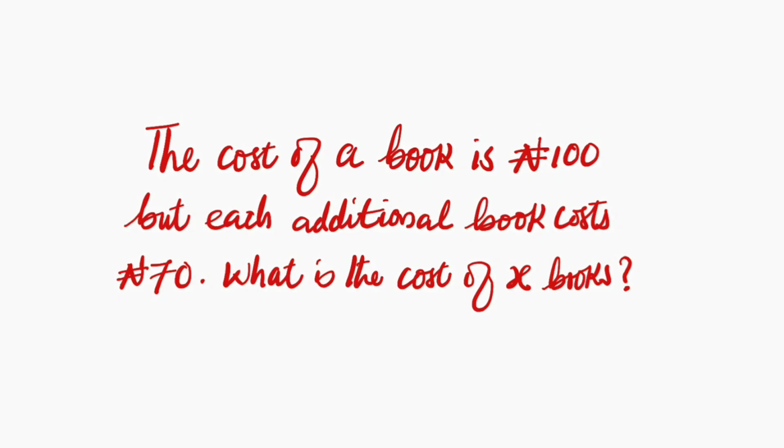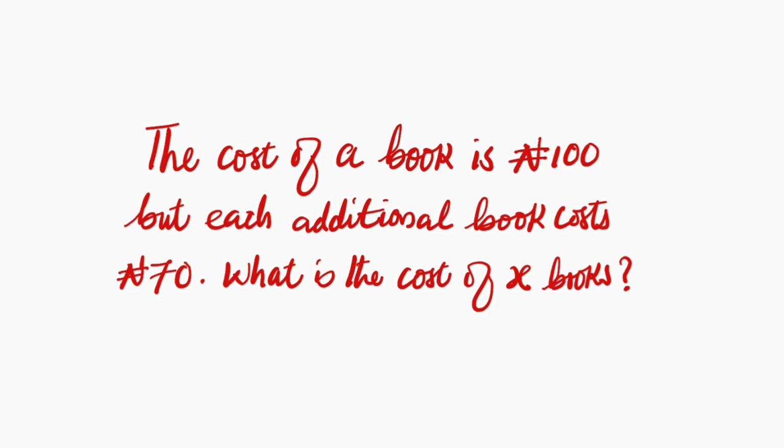Here is a very simple question. The question reads, the cost of a book is 100 naira, but each additional book costs 70 naira. It means if you can buy more than one, there is going to be a discount, but the first book will still remain 100 naira. So for instance, if you buy two books, it is going to cost you 170, right?